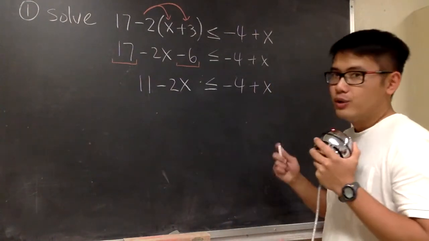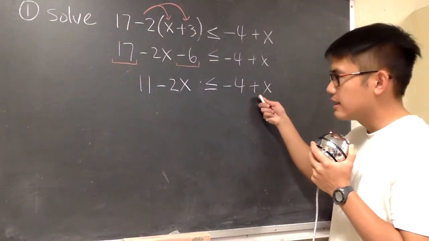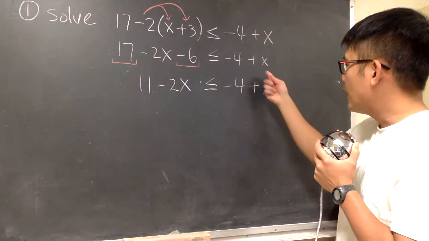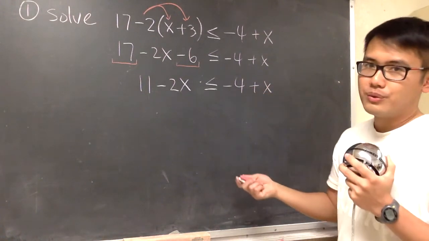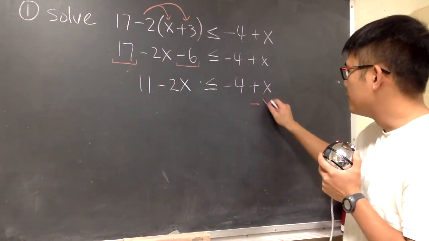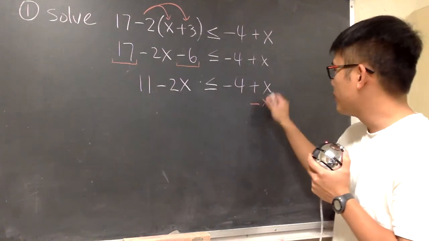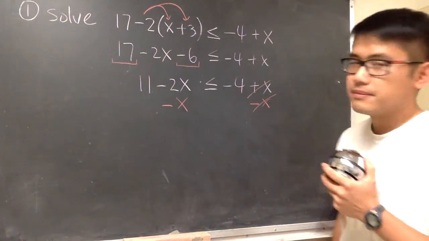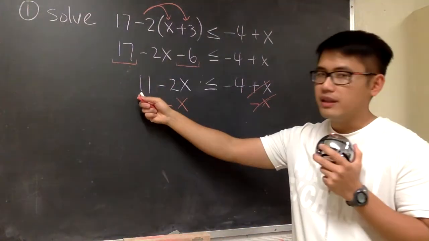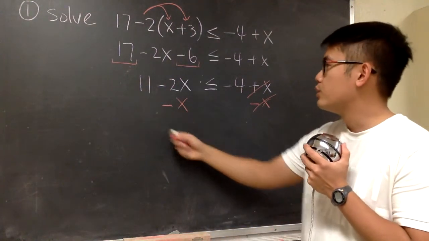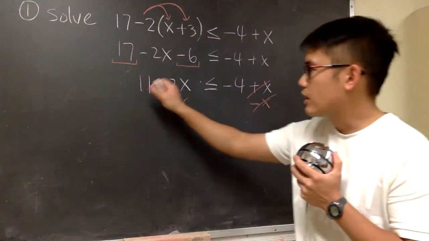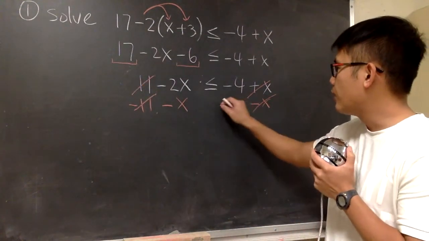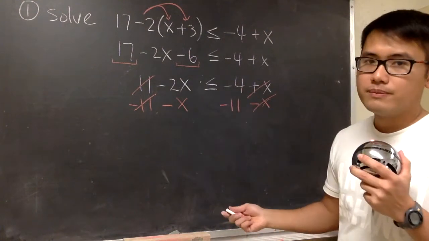With that being said, remember, we want to bring all the x from the right-hand side to the left. So I want to get rid of the plus x. What should we do? We just need to subtract x, and this way, this and that will be cancelled. We do the same right here, minus x. I want to get rid of the 11, so I can bring the number to the right-hand side. So I have to subtract 11, so that this and that will be cancelled. I'll also subtract 11 right here as well.